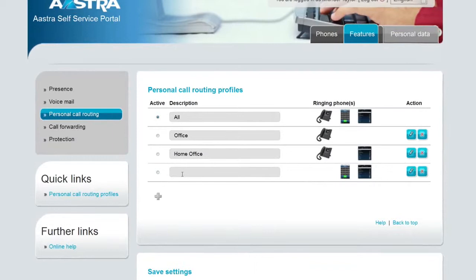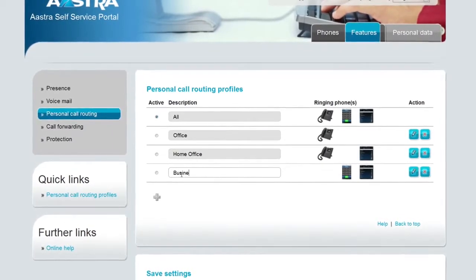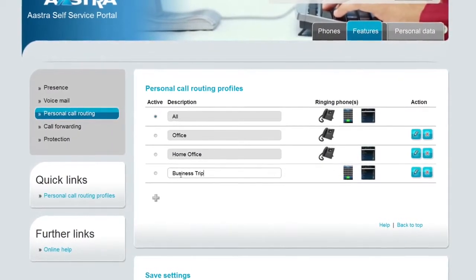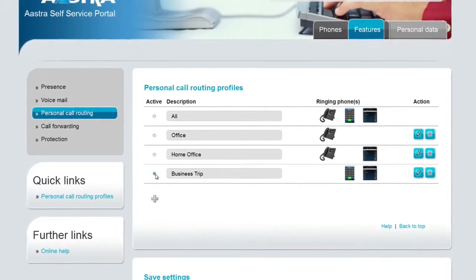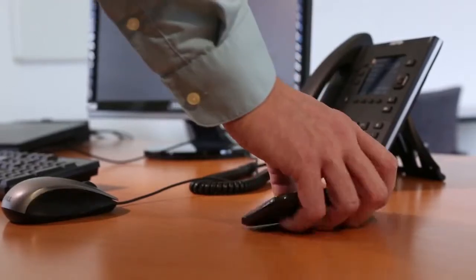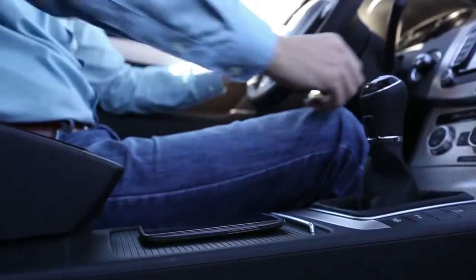Even during a flight, Mr. Taylor does not miss a single call. His voicemail answers whenever he's not able to do so in person. A final click, and Michael Taylor has managed his call routing for this business trip.